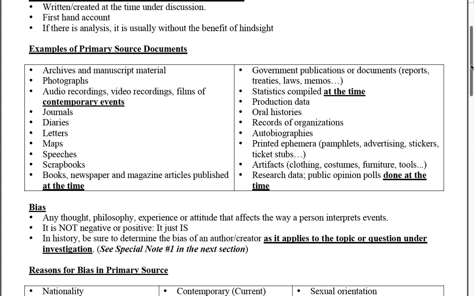You have autobiographies, which are basically books about a person. They wrote it about themselves. Pamphlets, advertising, artifacts such as clothing or costumes. You're not going to necessarily see that in this course. You might see some pictures of it, but not necessarily the artifacts themselves. They're generally held in museums or in private collections.